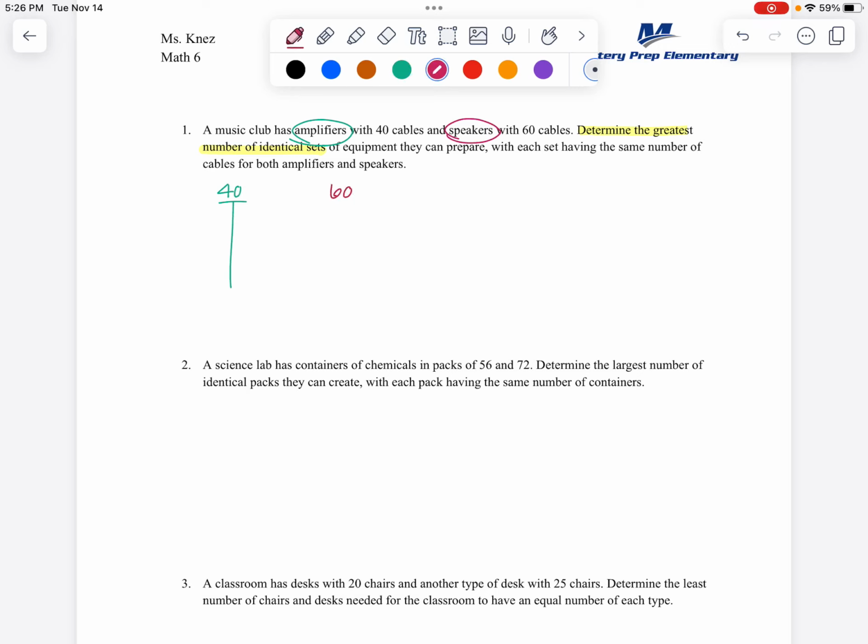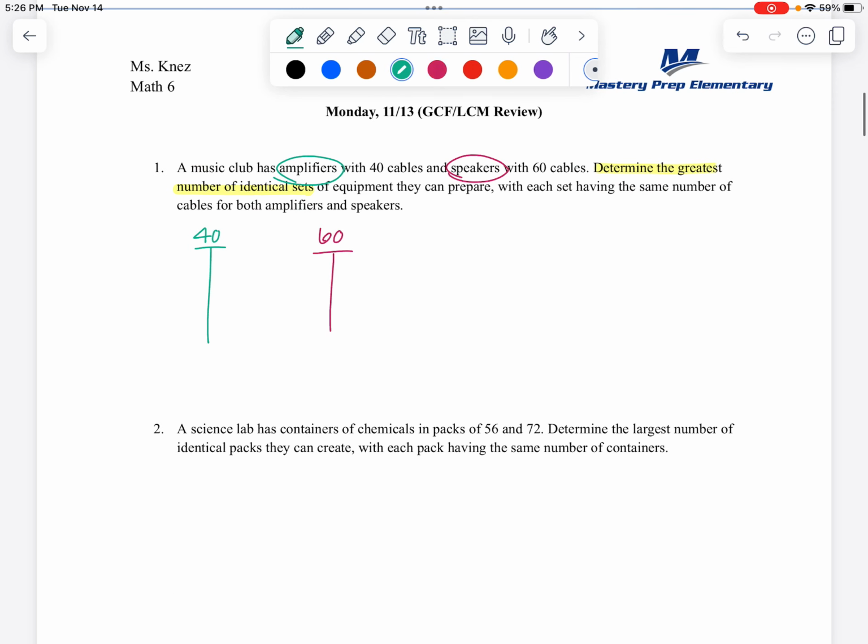We'll go ahead and model creating our GCF tables, or our factor tables. I want to think about the numbers that I can multiply to produce a product of 40. 1 times 40 is 40, 2 times 20 is 40, 4 times 10 is 40, and 5 times 8 is 40. I'll do the same thing for 60. 1 times 60, 2 times 30, 3 times 20, 4 times 15, 5 times 12, 6 times 10, and now I have my factor pairs.